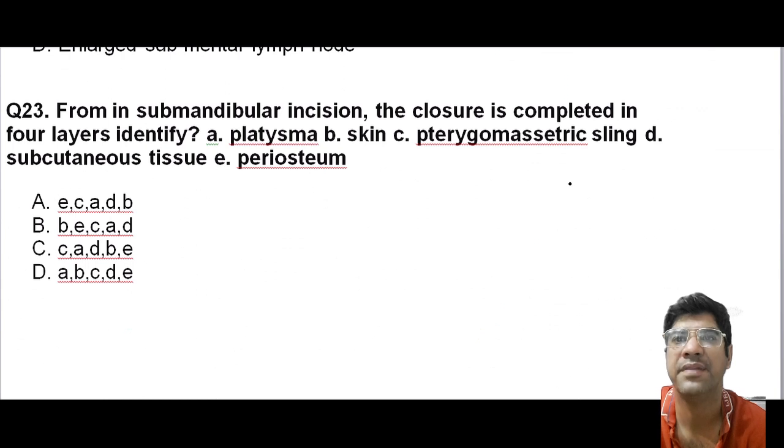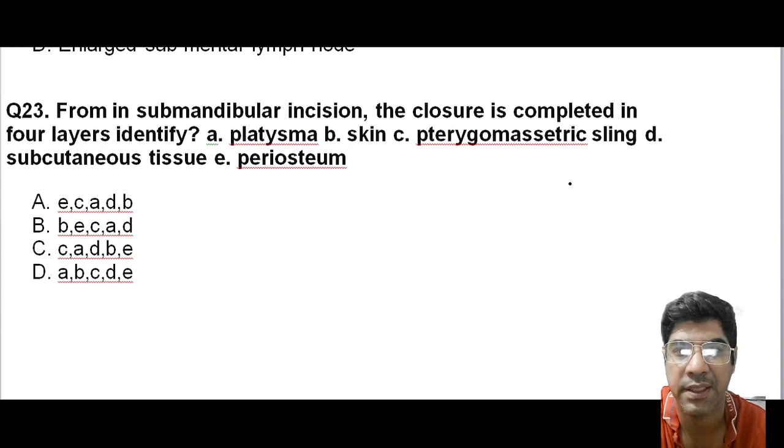During a submandibular incision, the closure is completed in 4 layers. So the answer is A: platysma, pterygomasseteric sling, subcutaneous tissue, and skin.